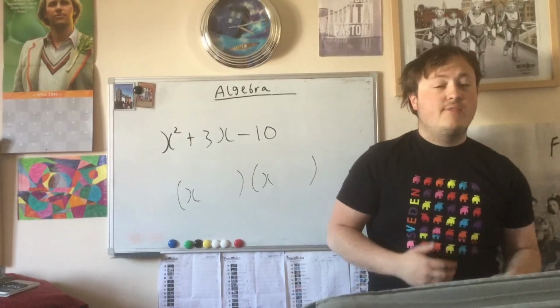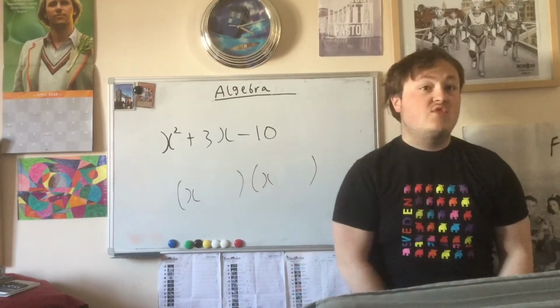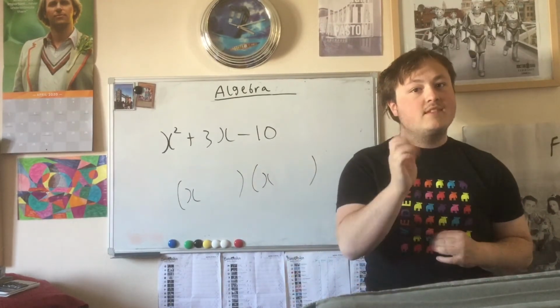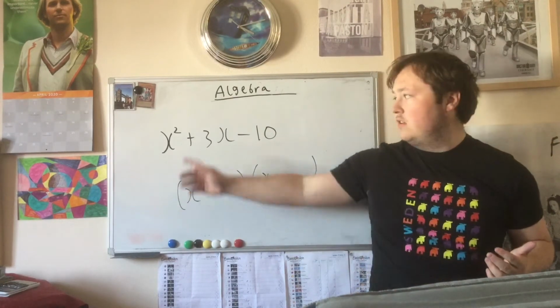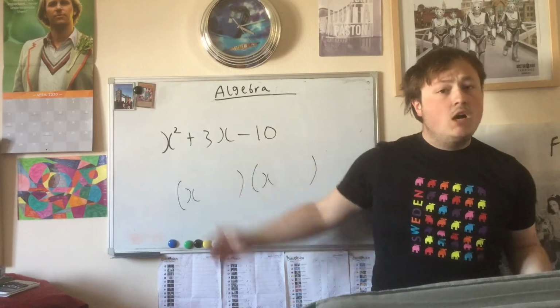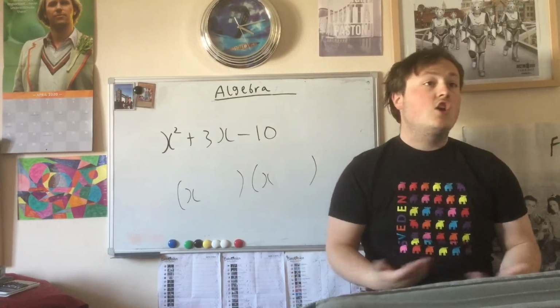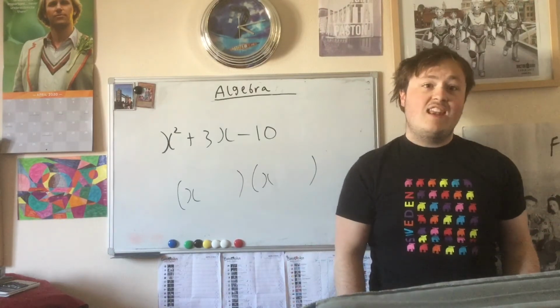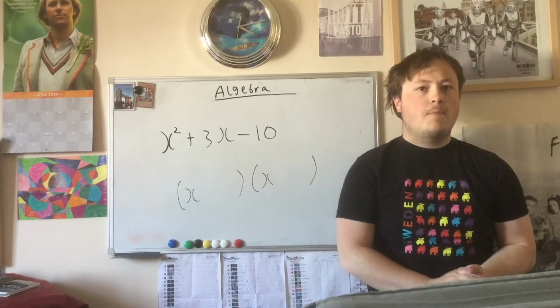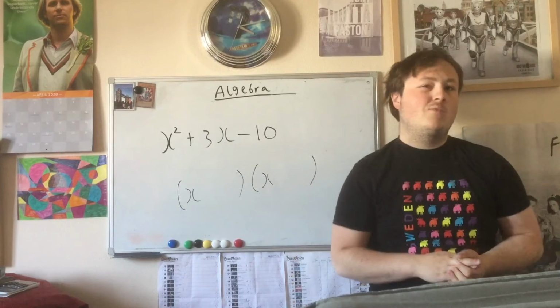So negative 1 times 10 gets us negative 10. Fantastic. But what's 10 and negative 1? That gets us 9. Is that the same? No, so can't be those. You could also try it with negative 10 and 1, but when you add them together you get negative 9. Doesn't match.